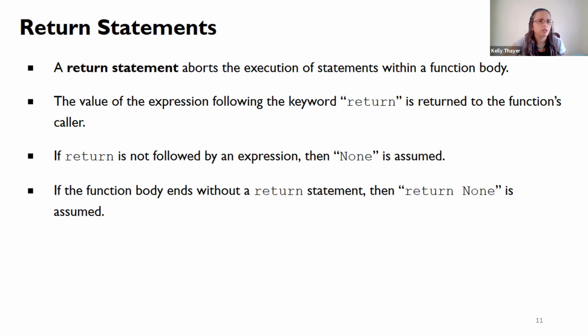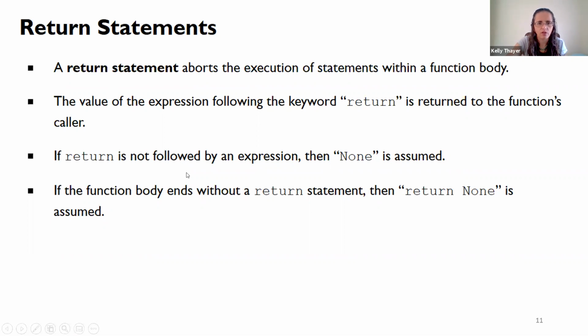So what we can see here is that a return statement is going to abort the execution of statements within the function body. Because of that, they're typically found at the bottom, although there are some cases when that would not be the situation. The value of the expression following the keyword return is going to be returned to the function's caller. That is the line that actually called the function. So we get to put something that it sends back.